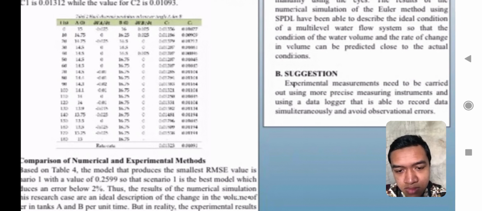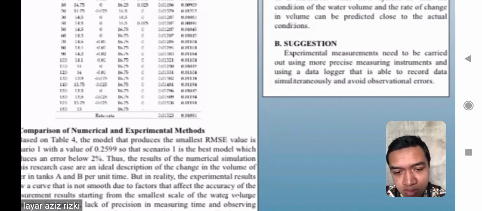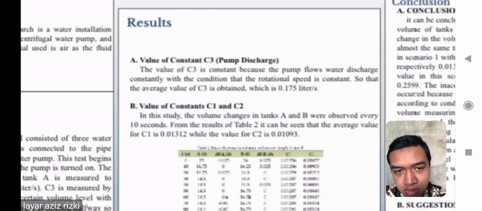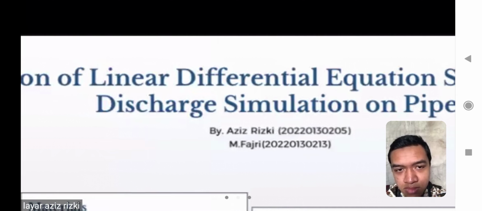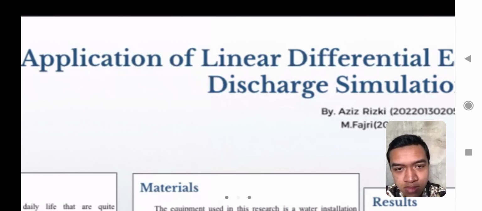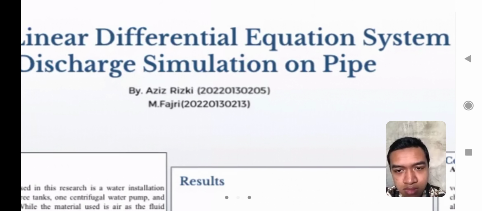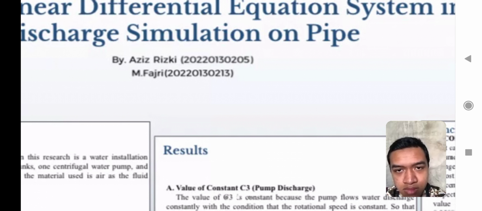And the last, B, suggestion: experimental measurements need to be carried out using more precise measuring instruments and using a data logger that is able to record data continuously and avoid observational errors. This is our poster about the application of linear differential equation system discrete simulation in water discharge simulation on PIP.